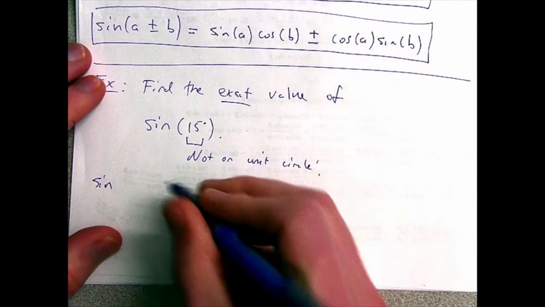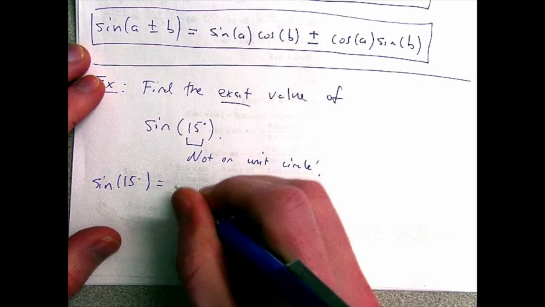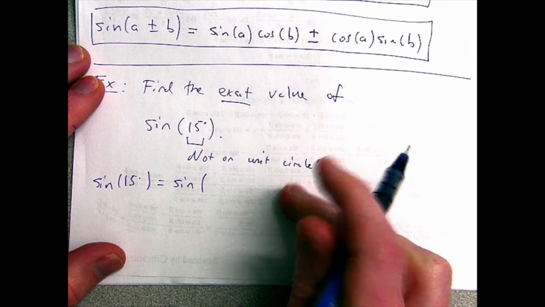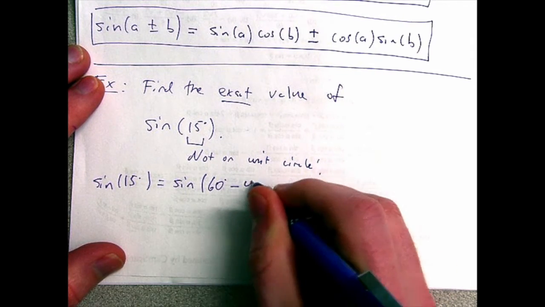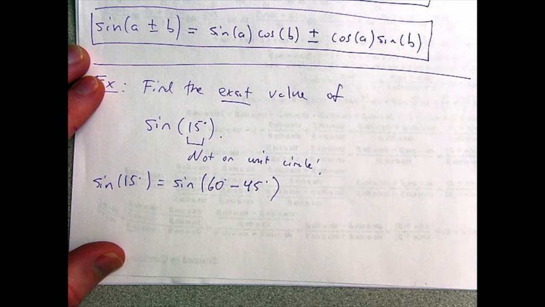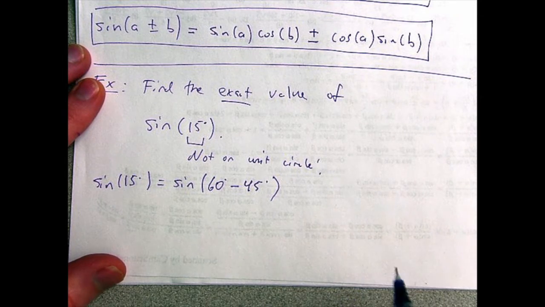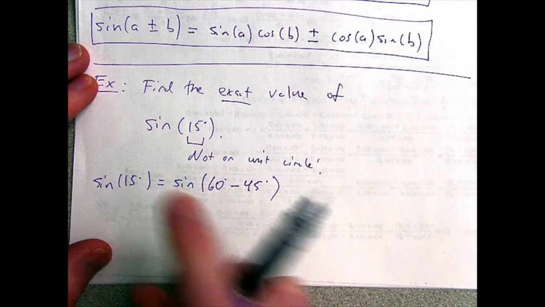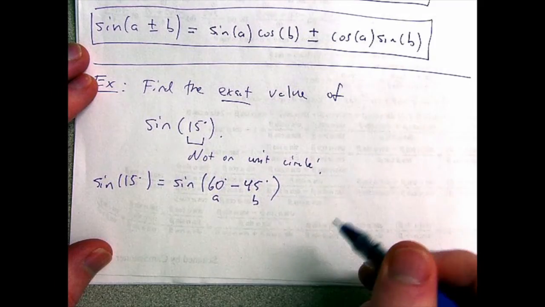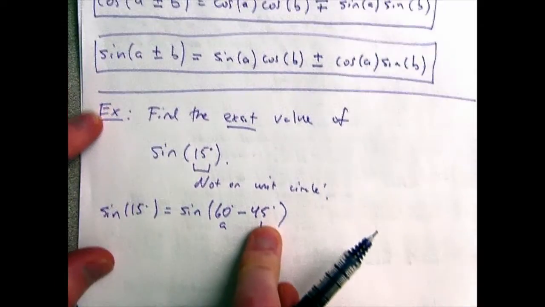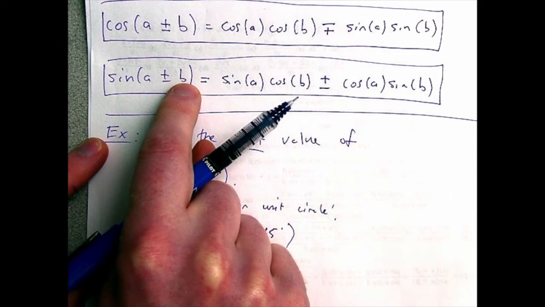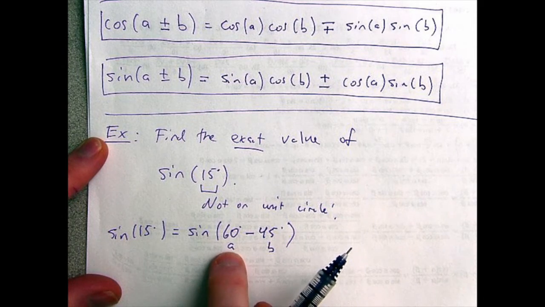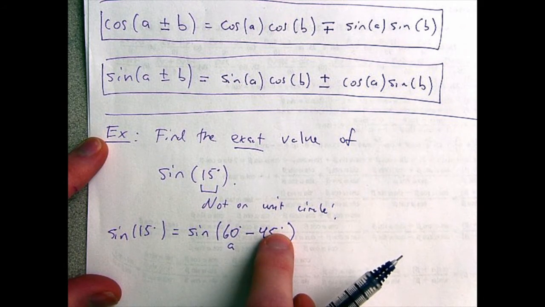So the idea is to say sine of 15 is the same thing as sine of, all right, now the difference between what two angles? What if I took 60 minus 45? That's 15, isn't it? 60 minus 45. Now the thing is, what I have here is the sine of the difference of two angles. It's like a sine of A minus B. And I have a formula for that, right? I have a formula for the sine of A plus or minus B. And I can use that formula on this expression, recognizing that A is simply 60 and B is 45, right?